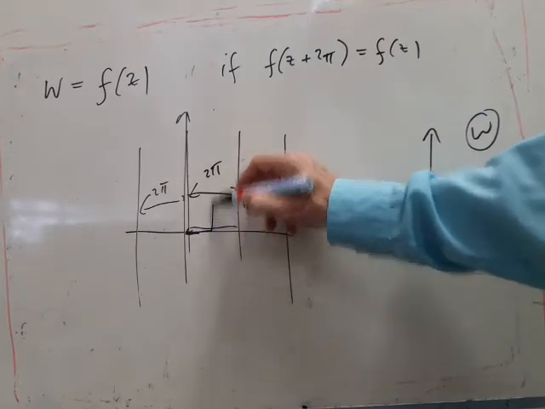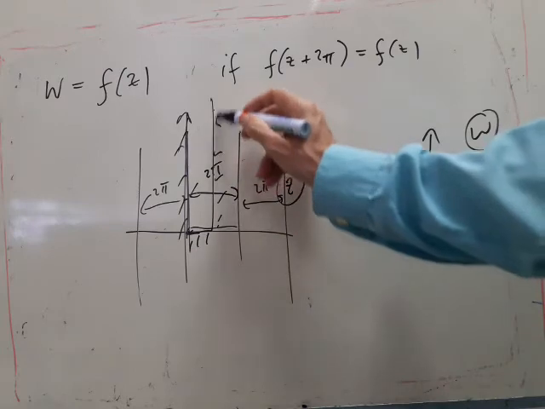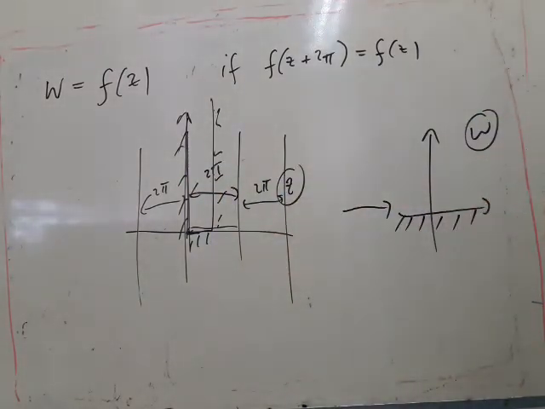An example of a semi-infinite strip would be something like this, which will get mapped to, for example, the upper half plane in the w plane, upper half w plane.